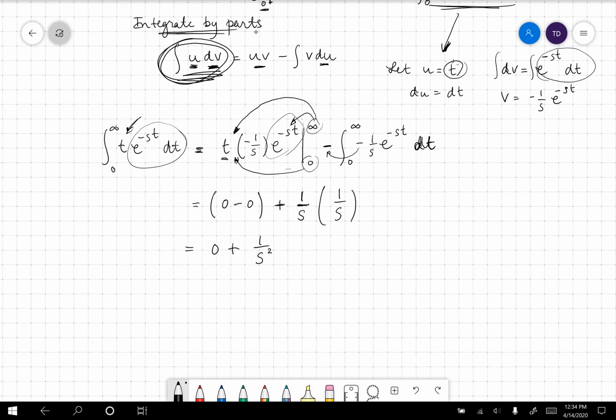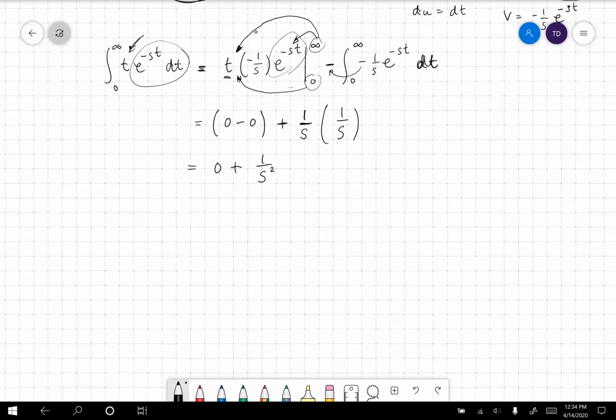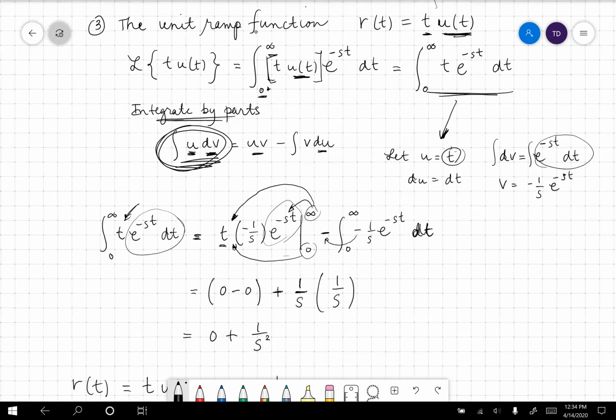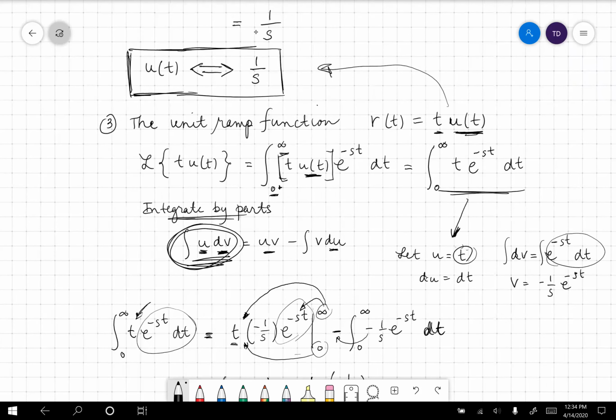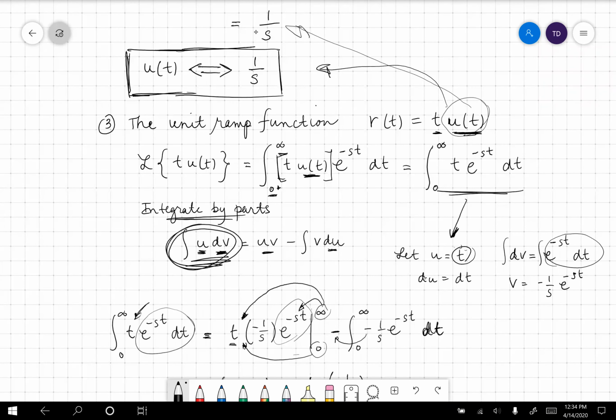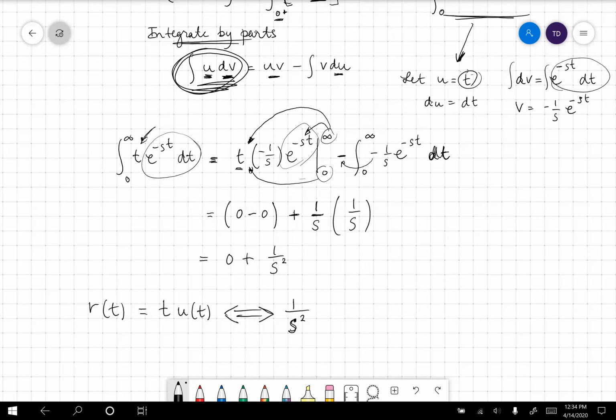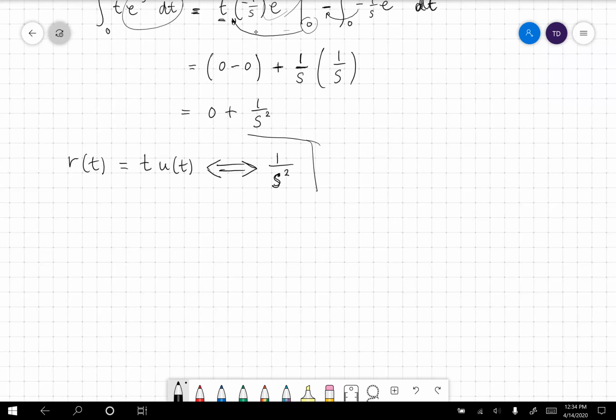So here's our Laplace transform. The Laplace transform of r of t, which I want to write this way because it's critically important that you see this, it's t u of t, transforms into 1 over s squared. We're going to see this later, but I want you to think about this. A t multiplier ends up getting me another s in the denominator. Pretty interesting result. So let's box that one up.